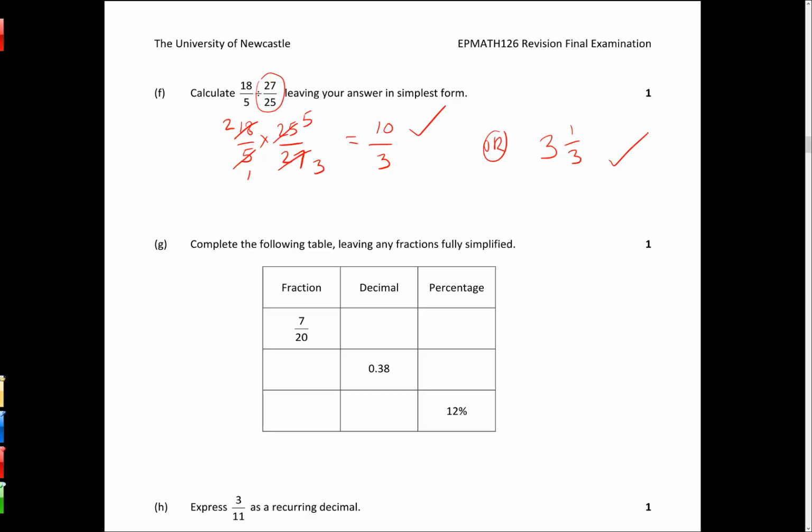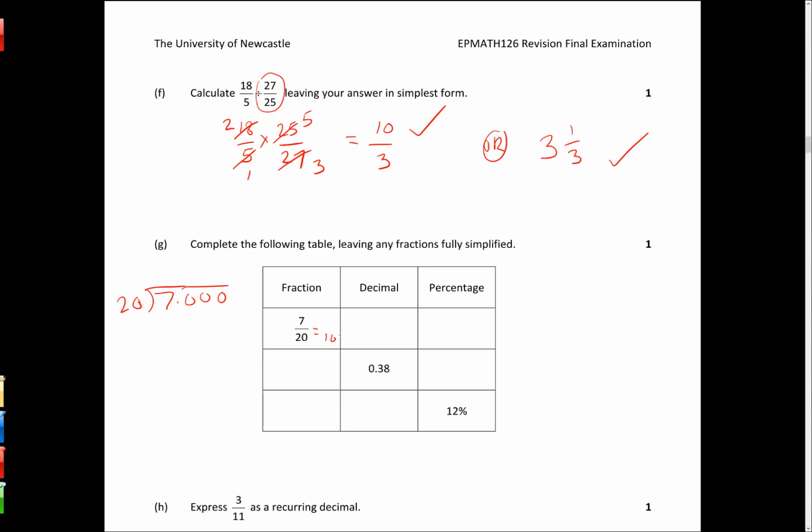Complete following table, leaving any fractions fully simplified. Well, alright, 7 on 20 is a decimal. It's a percentage. What jumps out at me is, well, firstly, there's one method that always works. I can get the number 7 from the fraction, I can get the numerator, and divide it by the denominator. I could put all sorts of zeros here, and this will always give me my answer. But when I look at that 20, I see you could easily become 100.